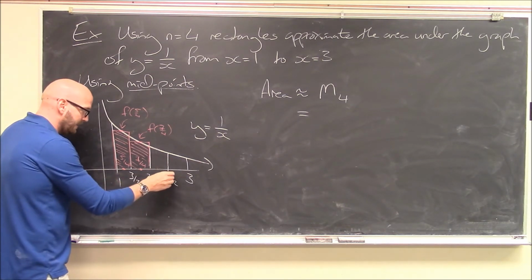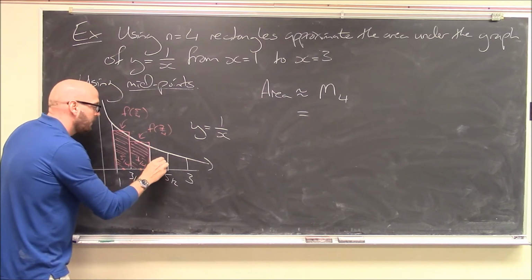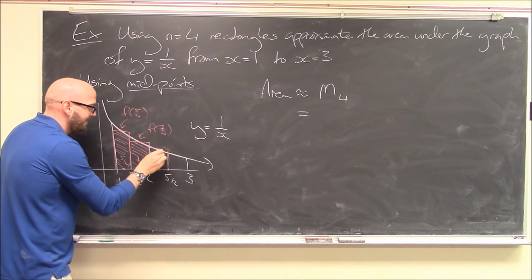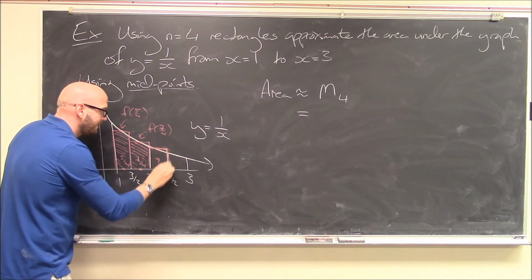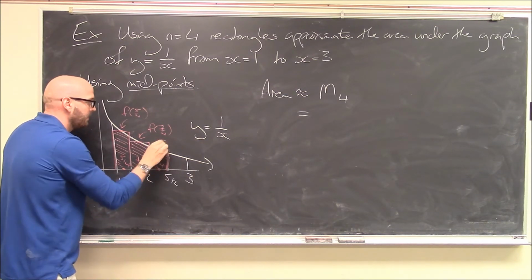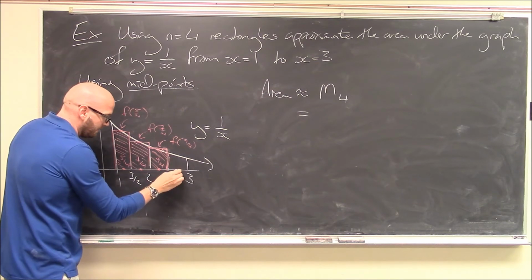Halfway between 2 and 5 halves, 5, 7, this is now 9/4. Look at the function value right there, and take a rectangle of that height. So there's f of 9/4, and I think I can squeeze it in here.